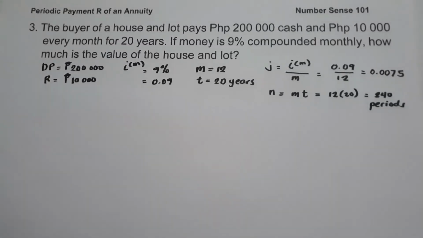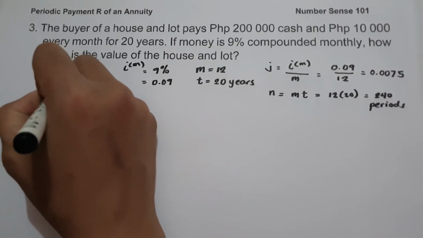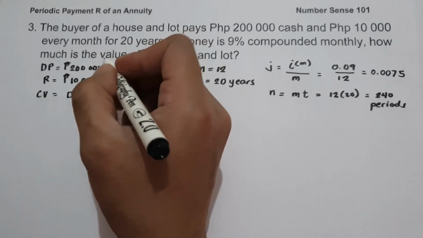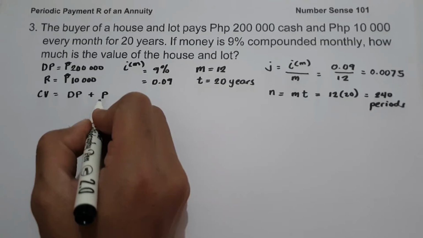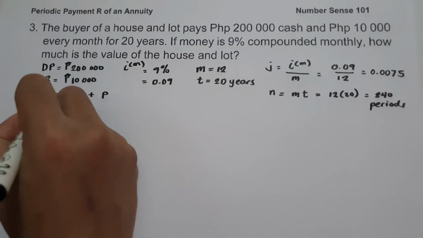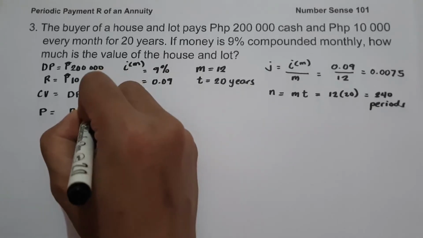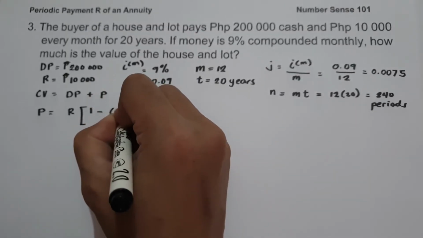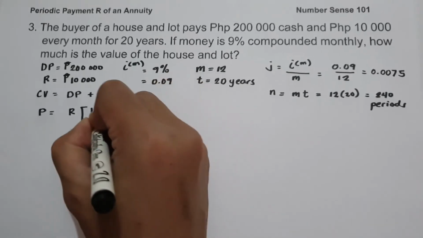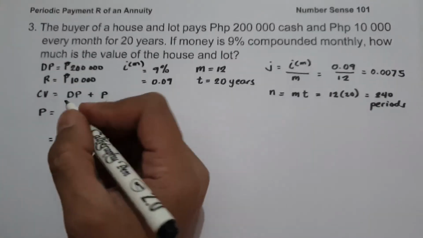To find the value of the house and lot, we are going to use the formula cash value equals down payment plus principal. So to find the cash value, let us find first the value of the principal or the present value. So let us have P equals regular payment times quantity 1 minus quantity 1 plus interest rate per period, that is J, raised to negative N all over interest rate per period.